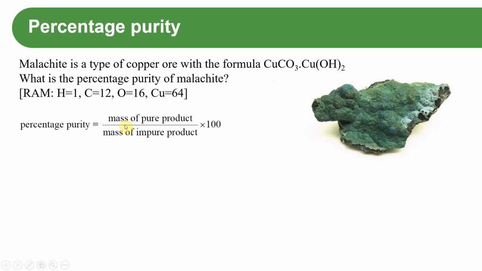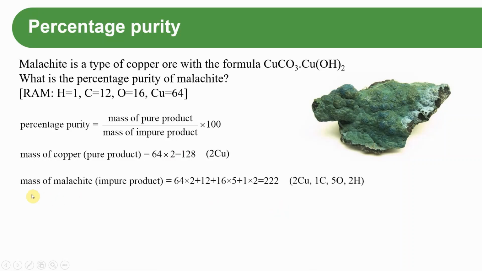Using a simple formula, the mass of pure product, in this case copper, over the mass of the product here. And the mass of copper, from this formula, there are 2 copper atoms. So 64 times 2. And then the mass of the metal ore, after finding the mass according to the number of atoms of each element. And lastly, we divide the mass of copper over the mass of the impure product. So at the end, we can say the percentage purity is 57.7%.